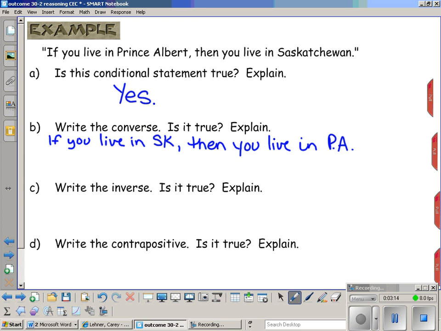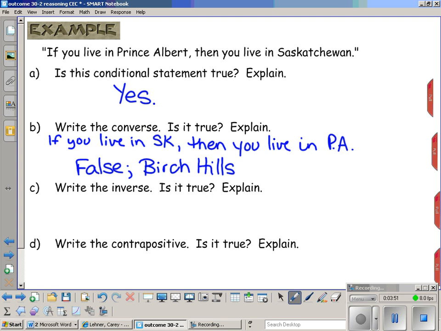Is this statement true? If you live in Saskatchewan, then you live in Prince Albert. Well, it could be true, but there's many, many, many counterexamples that take the absolute certainty of it being true away. It is false, and you could pick basically any other community in the province of Saskatchewan. So we could choose Birch Hills, we could choose Shellbrook, we could choose Yorkton, Saskatoon, Elbow. Pick any community in Saskatchewan.